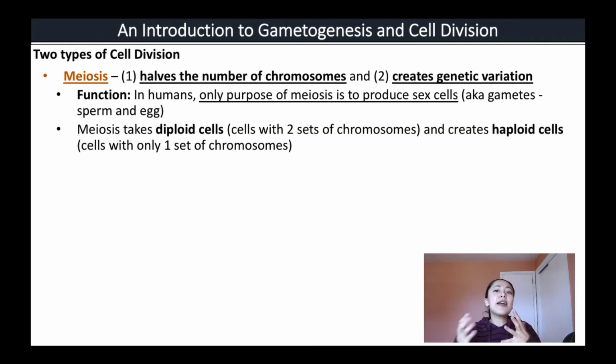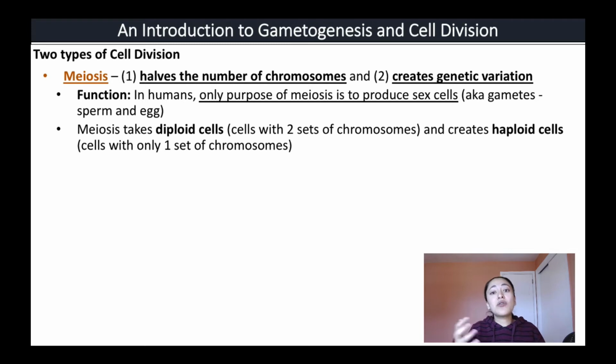So when does meiosis occur? The only purpose of meiosis is to produce sex cells, or in other words, gametes, the sperm and eggs. What meiosis does is 2 very important things. First off, this type of cell division halves the number of chromosomes. This makes sure that you only give half of your genetic information to your offspring.